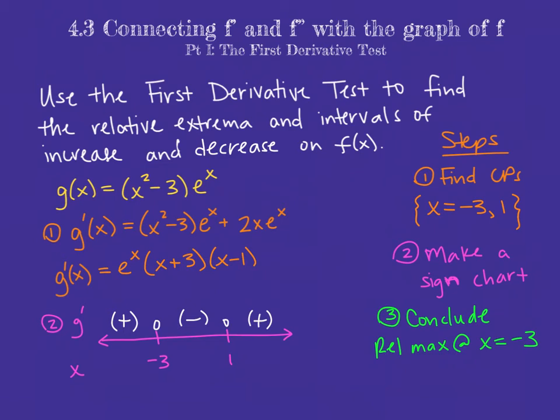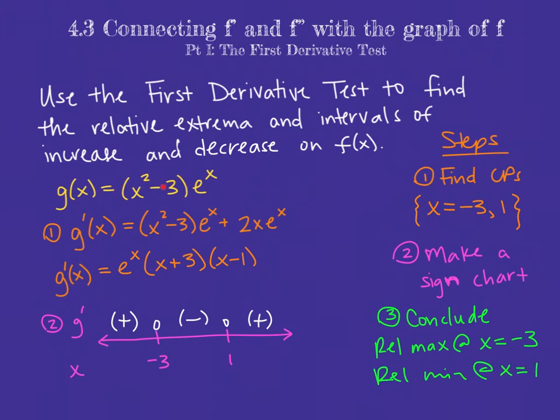Next, our first derivative also changes sign at x equals 1. That means at x equals 1, there's also another relative extrema occurring. Because our first derivative goes now from negative to positive, that means there is a relative min at x equals 1.